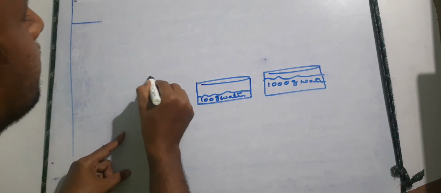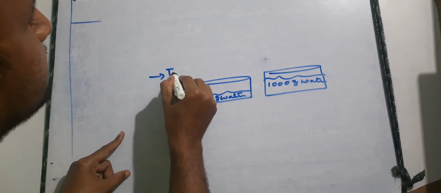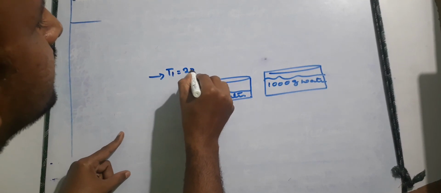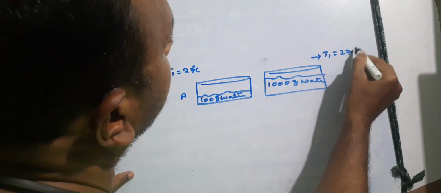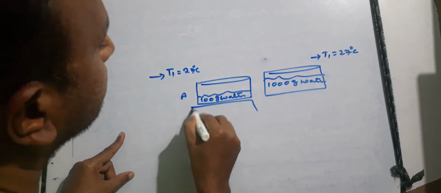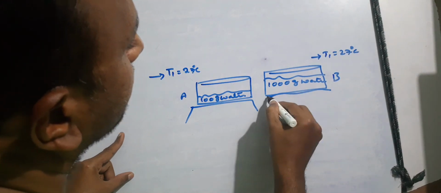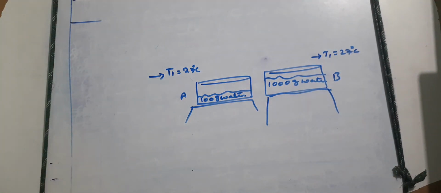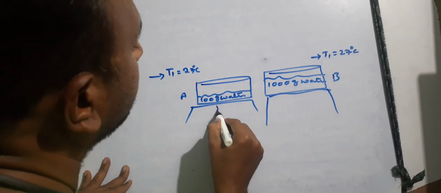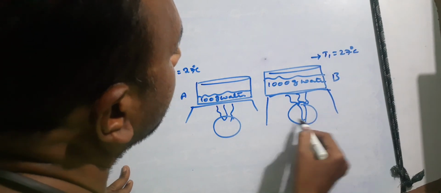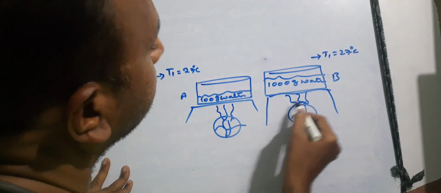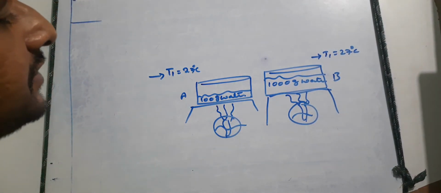Now initially, the temperature is room temperature, 27 degrees Celsius, for vessel B as well. So vessel A is filled with 100 grams of water, vessel B is filled with 1000 grams of water. Both waters are at the same initial temperature. Now we begin heating both vessels with the same heating devices, producing the same flame, the same amount of heat energy.